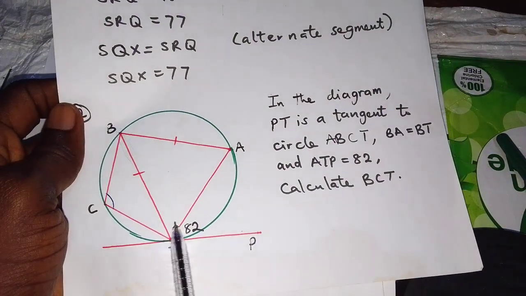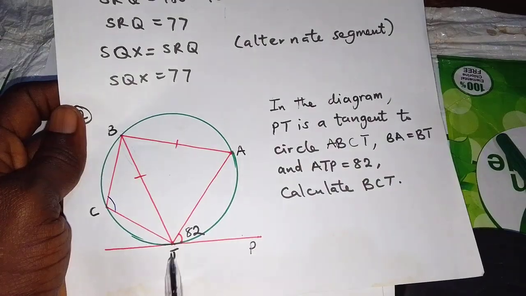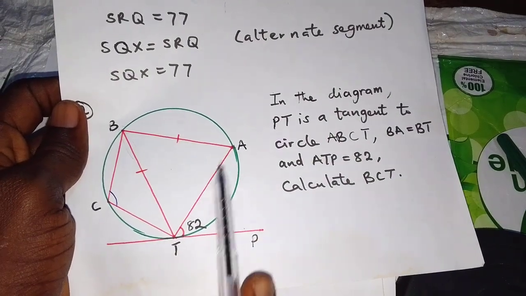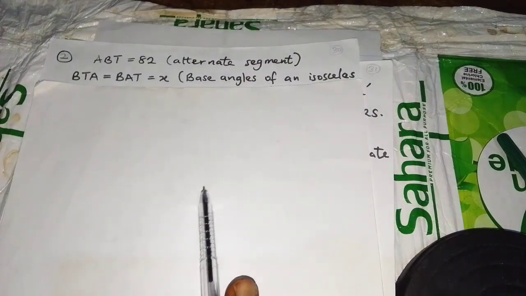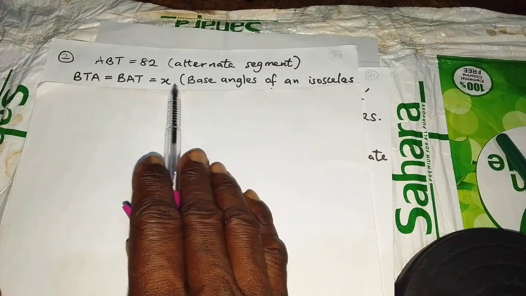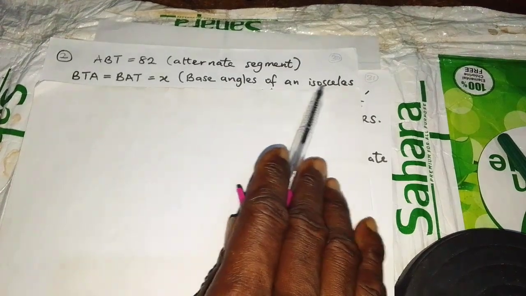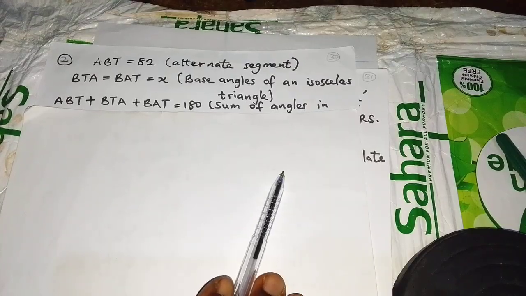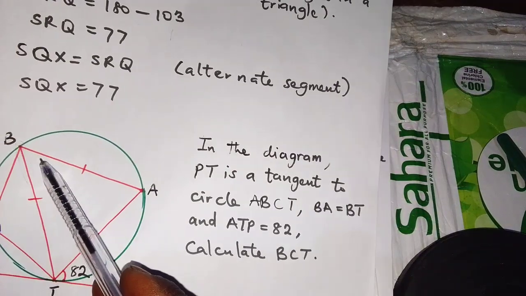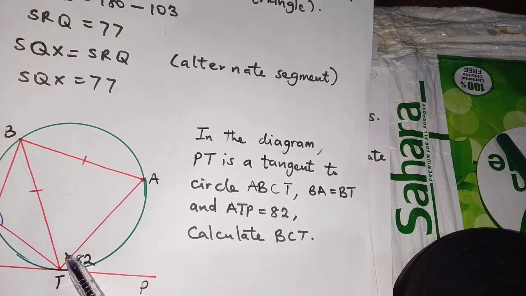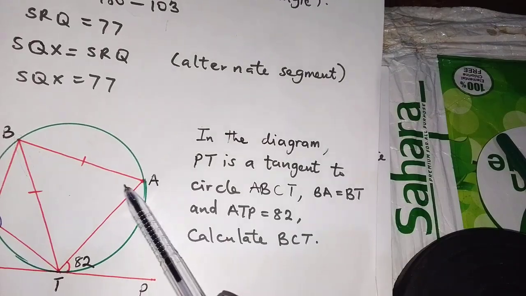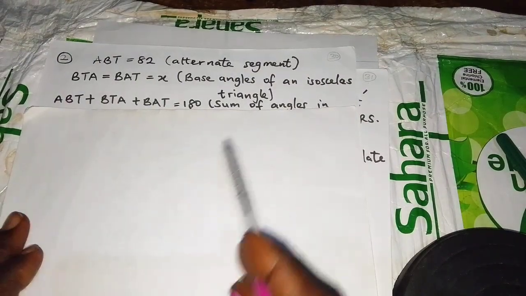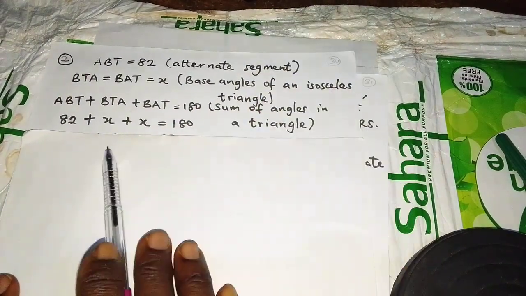BTA, this angle. BAT, this angle. So they are going to be equal. So we can use x to represent both of them because they are base angles of an isosceles triangle. So it now means that this angle here plus this angle here plus this angle here should be equal to 180. Why? Sum of angles in a triangle.